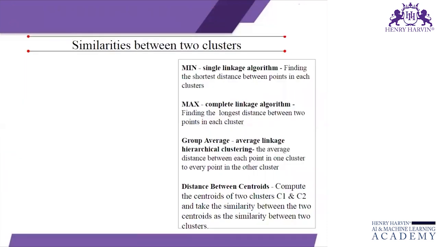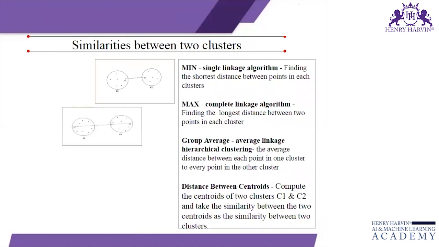Then we need to find the similarities between two clusters. So there are different kinds of linkages that are used to find the similarity between two clusters. So first is the min, or you can say single linkage algorithm, wherein the shortest distance between the points in each cluster is calculated. So you can see there is a cluster 1 and cluster 2. So the shortest distance will be calculated in order to find the single linkage. Then there is the complete linkage algorithm, wherein we find the longest distance between 2 points in each cluster.